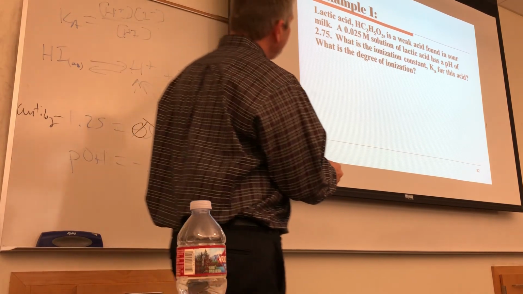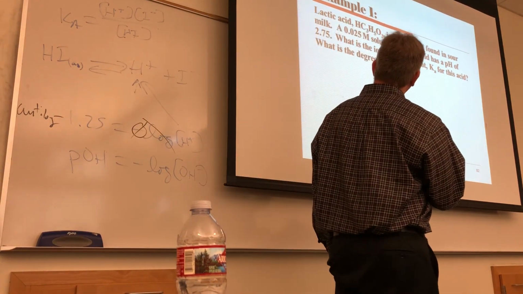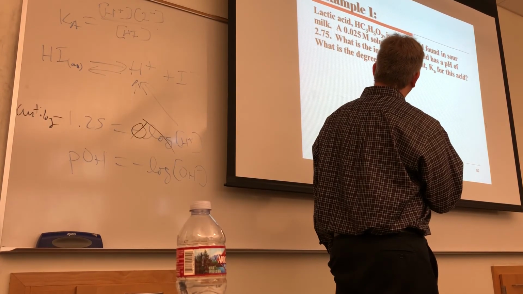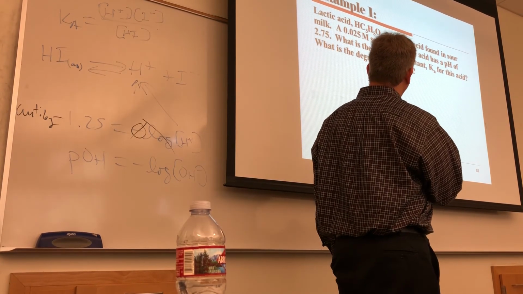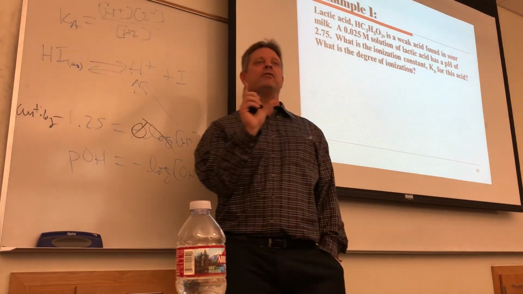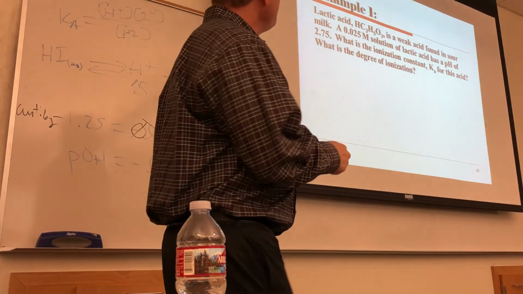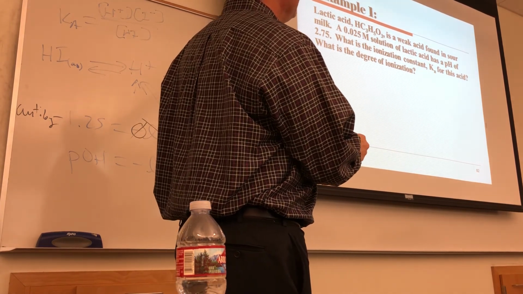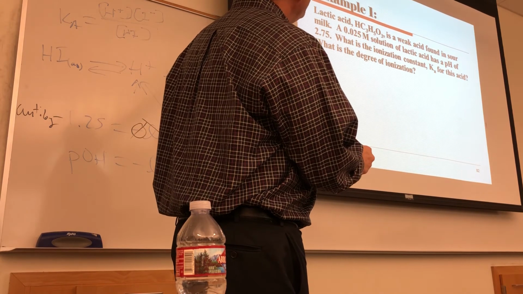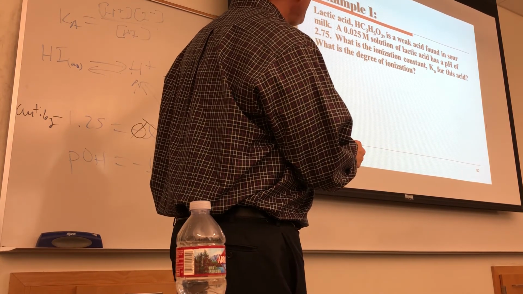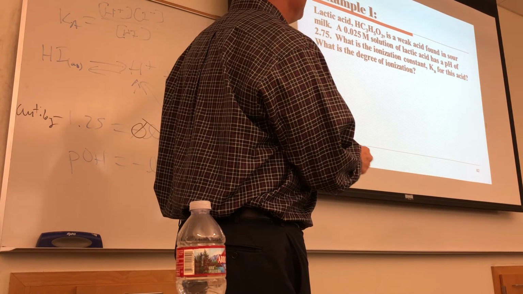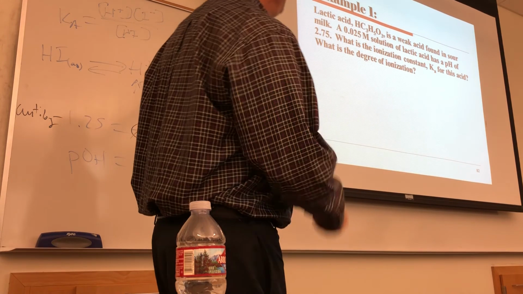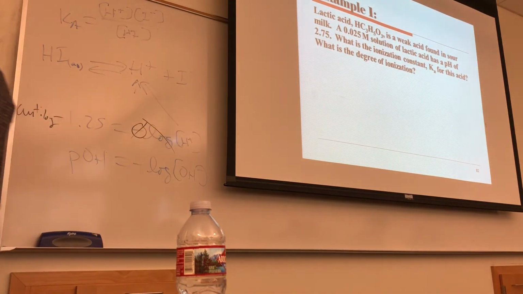Okay, let's try it. Lactic acid is a weak acid. I'm claiming it's a weak acid, even though I have 2 more oxygens than hydrogens in this case, but I have a lot more going on here. This is a bigger molecule than the ones we've looked at. If I didn't say it's weak, you could assume it's strong, but I'm stating it's weak here. Lactic acid is a weak acid found in sour milk. A 0.025 molar solution of lactic acid has a pH of 2.75. What is the ionization constant for this acid? And what is the degree of ionization? So that's another new term here.